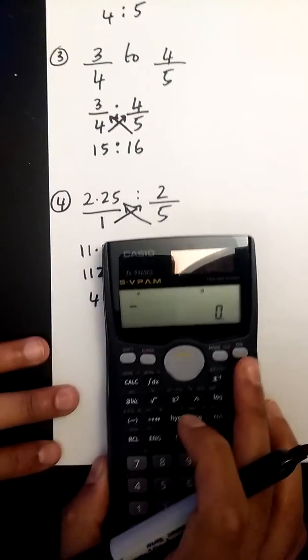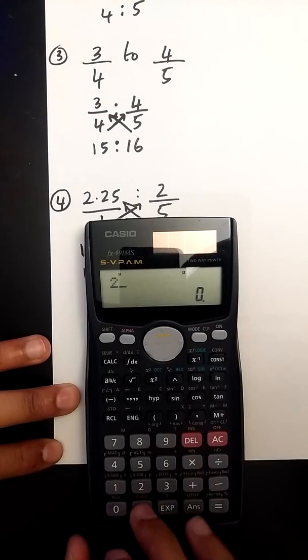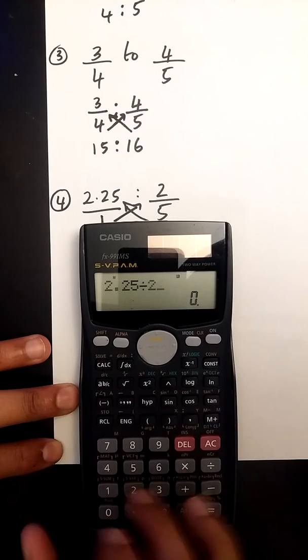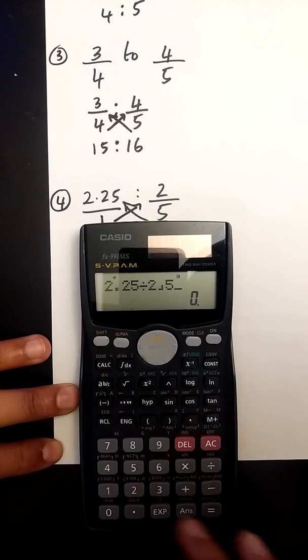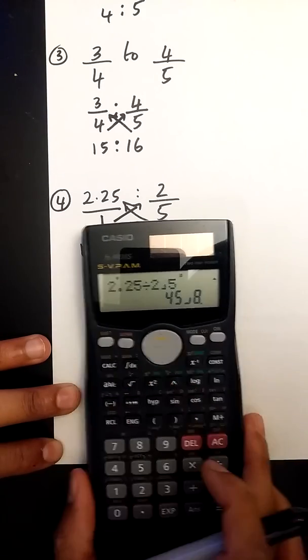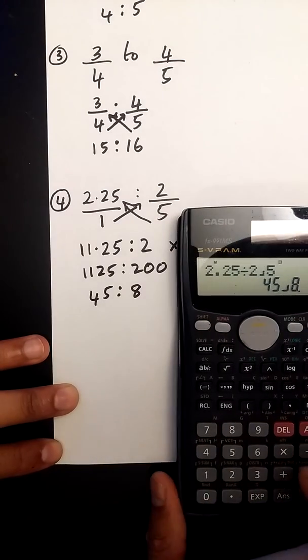Again, if I was typing this to check in my calculator, I would type 2.25 divided by 2 over 5. And then I would convert that to a fraction. I get 45 is to 8.